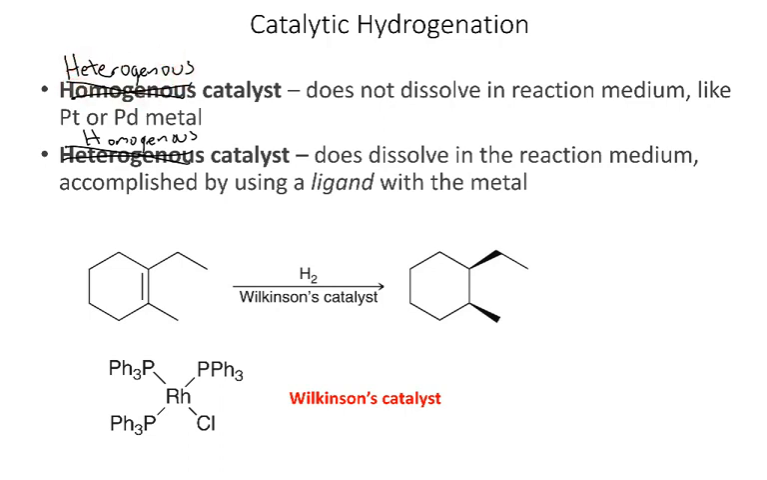When the catalyst does dissolve in the reaction medium, now they're all essentially in the same phase, and so if they're in the same phase, then they're called homogeneous catalysts. And so an example of a homogeneous catalyst that we use in catalytic hydrogenation is Wilkinson's catalyst. And here's a picture of what Wilkinson's catalyst looks like.